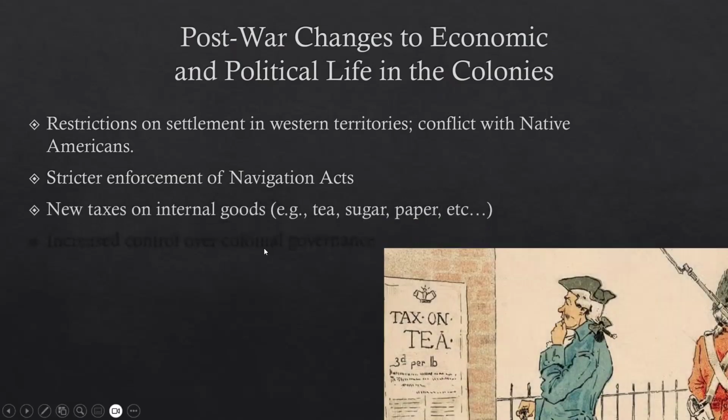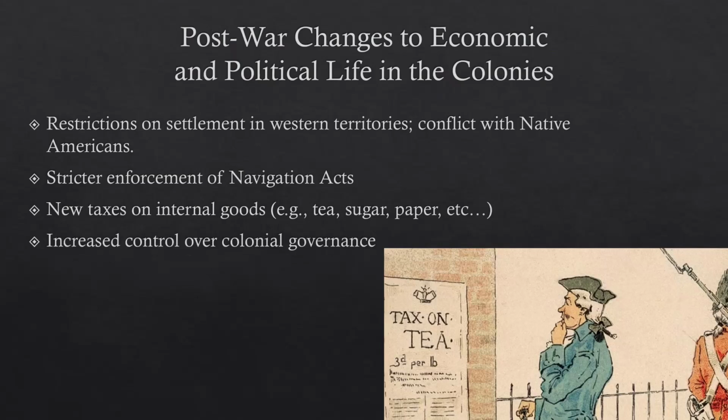There were also new taxes that England began imposing on internal goods. So this is not taxation on trade, like the imports and exports that were part of the Navigation Acts. These are taxes on everyday items, things that British colonists use often internally. So things that they grow, things that they use and trade between the colonies: tea, sugar, paper, those sorts of things. England imposed taxes on those goods. Also a problem for the colonists.